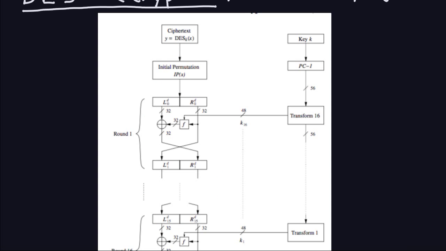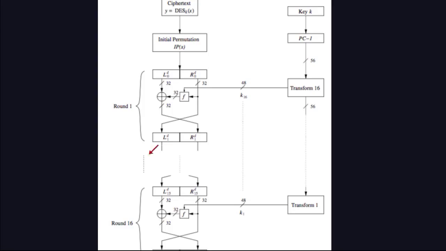Now the rounds do not change at all. It's exactly the same structure. The only difference is that for round 1, we input the last key, key 16, and so on and so forth. For the next round, round 2, we input key 15, and so on.